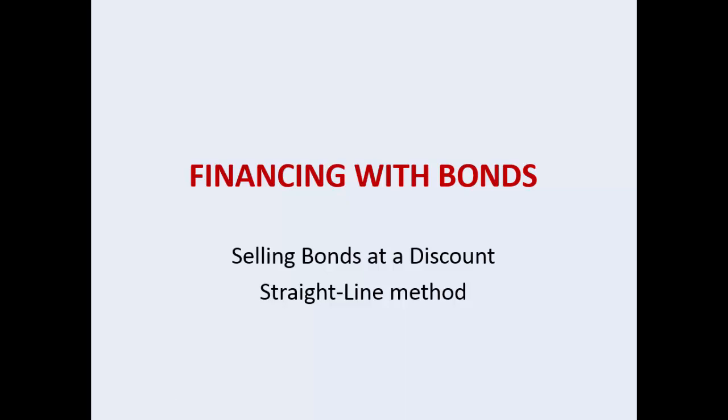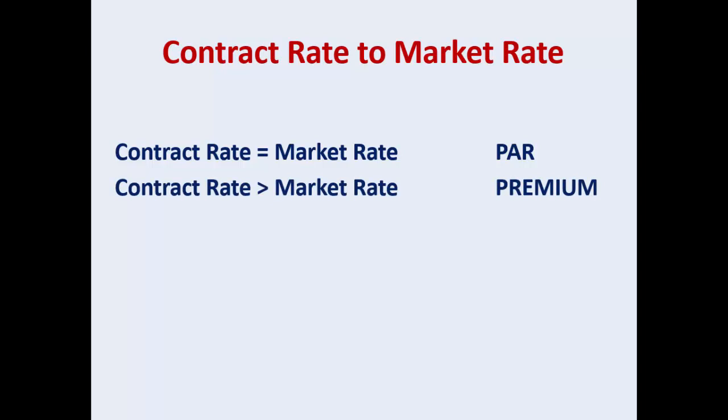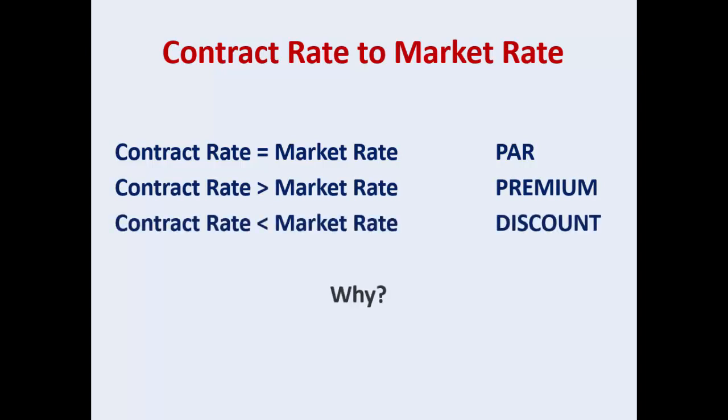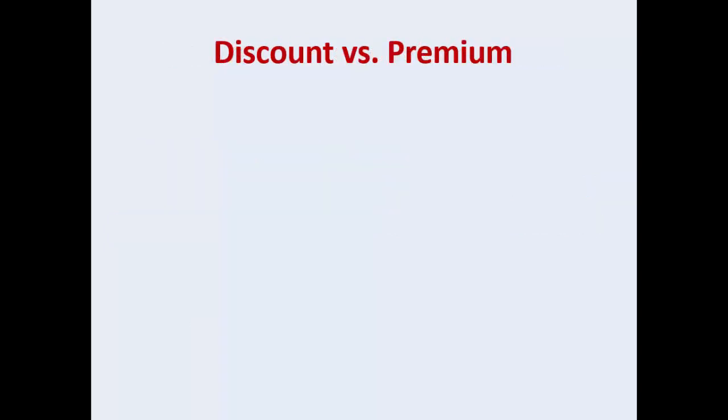This will look at selling bonds at a discount using the straight line method. So, contract rate to market. If the contract rate of your bond indenture equals the market rate, it will sell at par. If it's greater than market, it'll sell at a premium. If it's less, at a discount. But why? What's going to drive the price up or down?